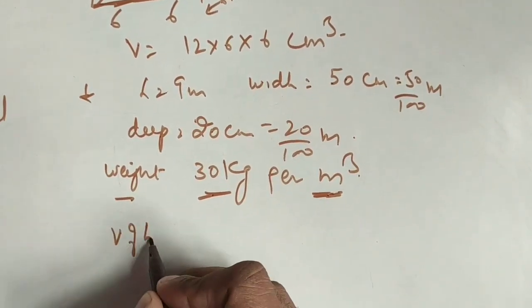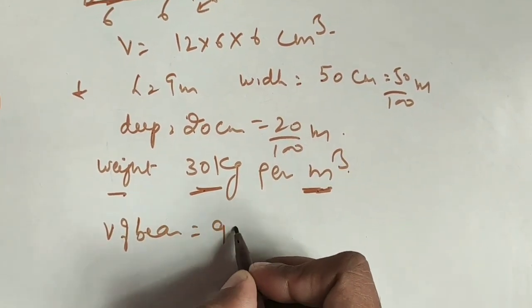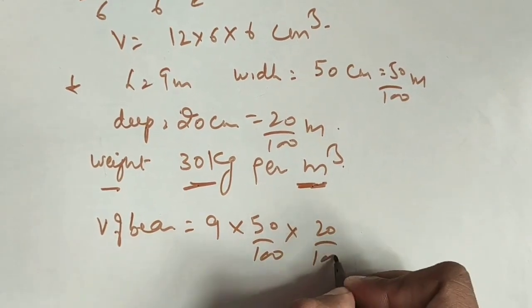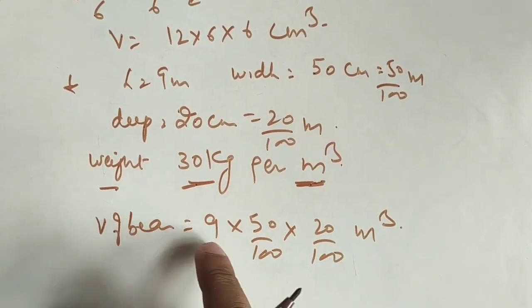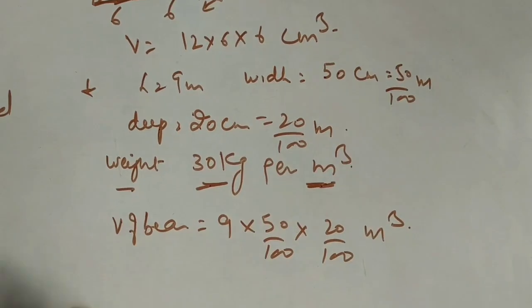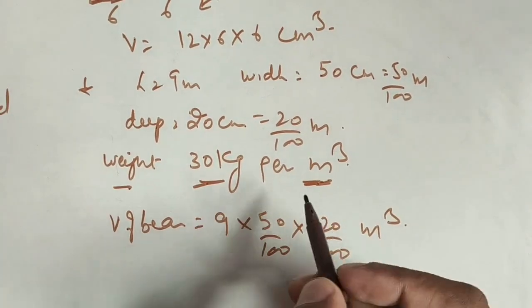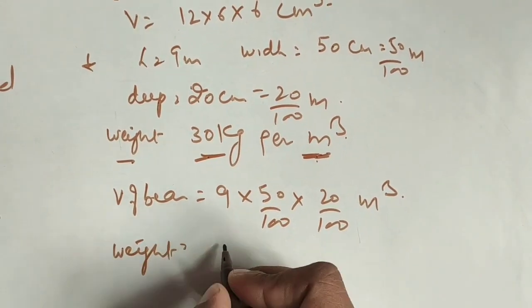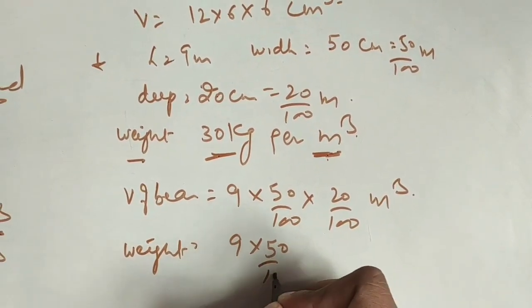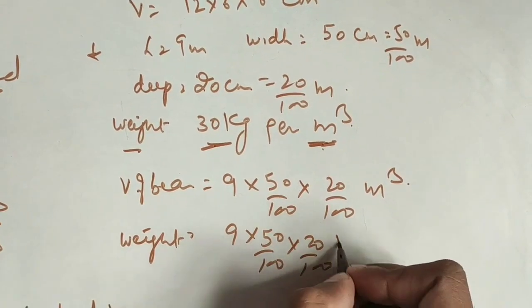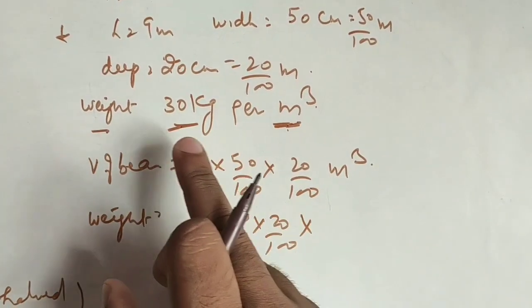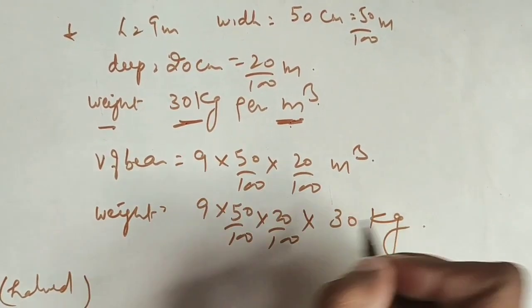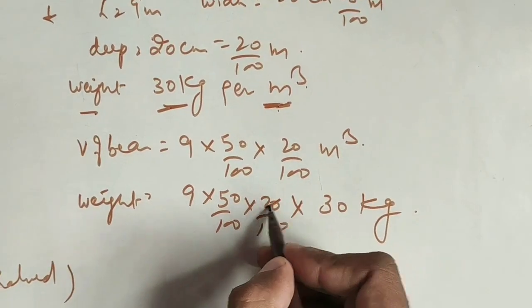So volume of beam will be 9 into 50 by 100 into 20 by 100 meter cube. This is the volume of beam. Now in 1 meter cube 30 kg weight is there. So weight will be how much? 9 into 50 by 100 into 20 by 100 into 1 meter cube is 30 kg. So this much meter cube will be multiplied by 30. This much kg weight will be there. So now we can solve it.